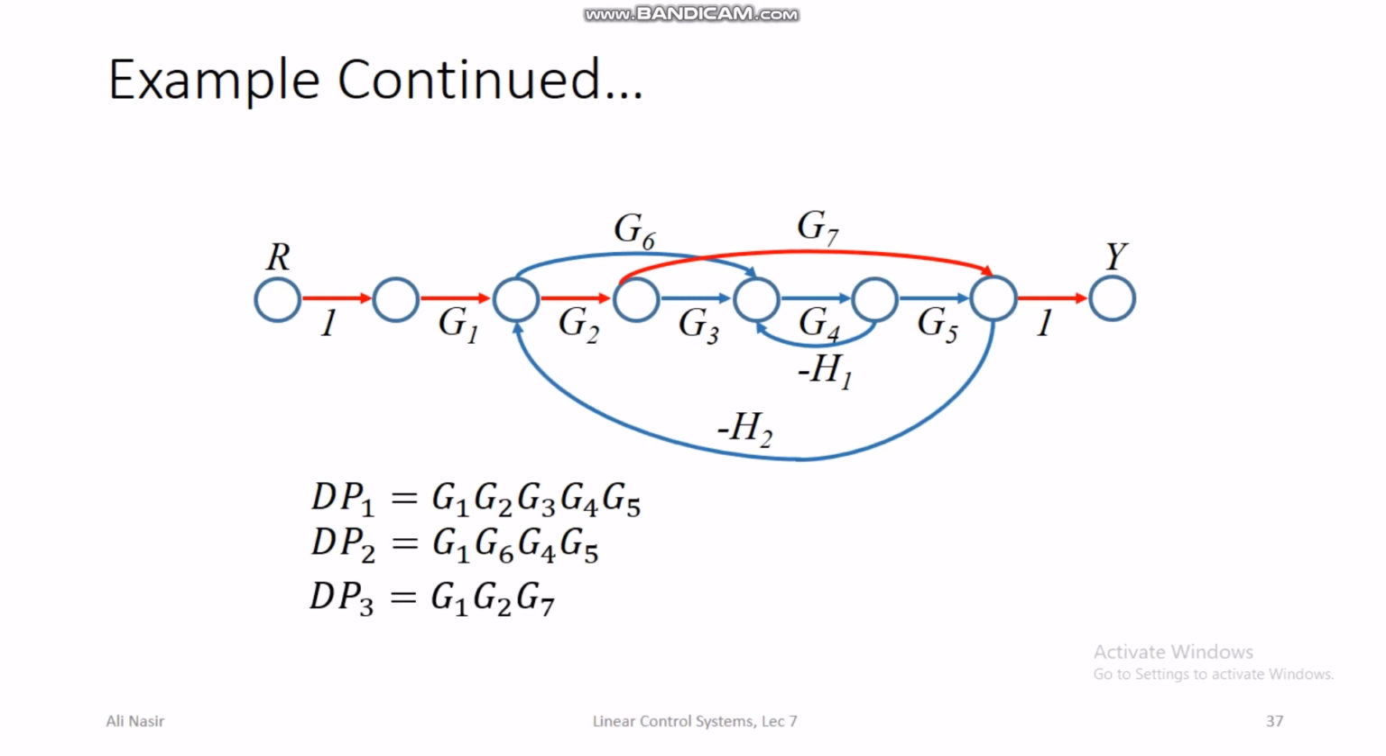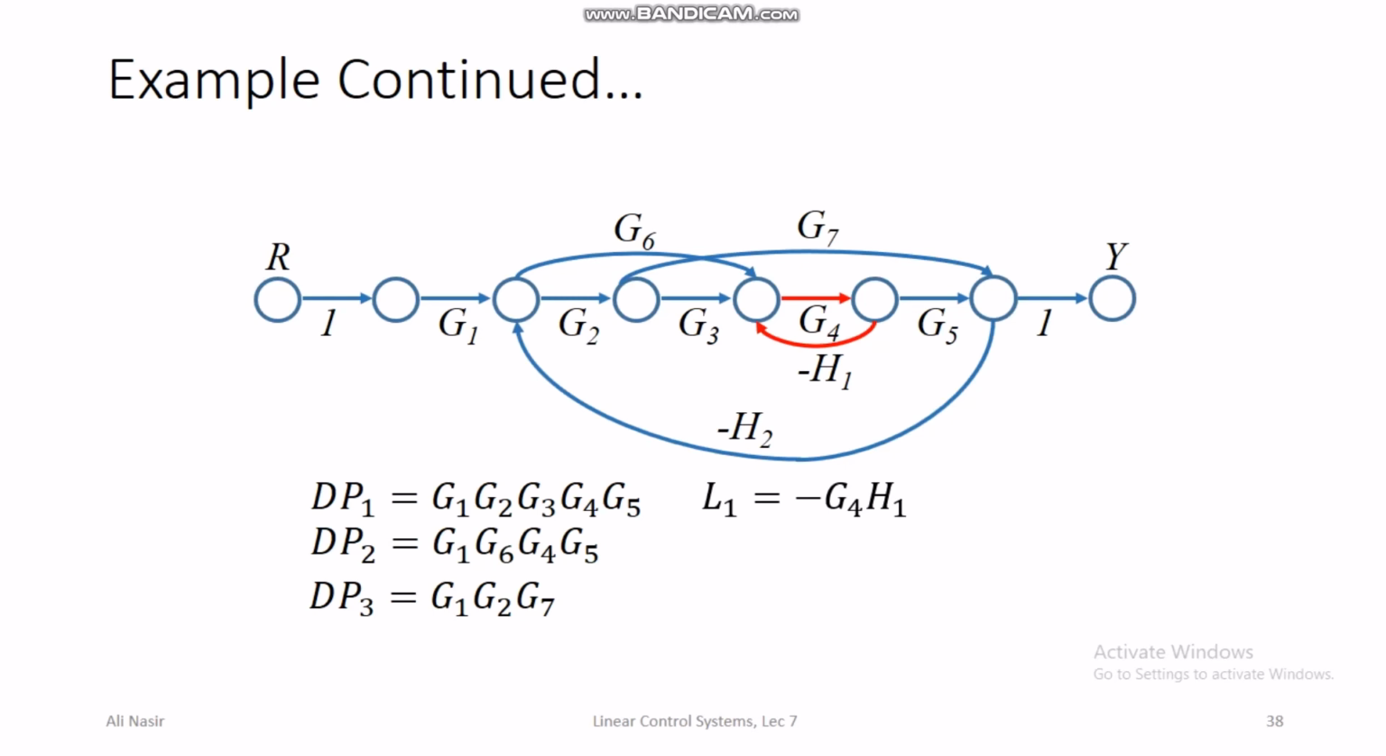And next we look at the loops. So the first loop that is quite obvious in this signal flow graph, I have highlighted in this slide. Look at the red highlighted links. The loop is minus G4H1. So the first loop in this signal flow graph is minus G4H1.